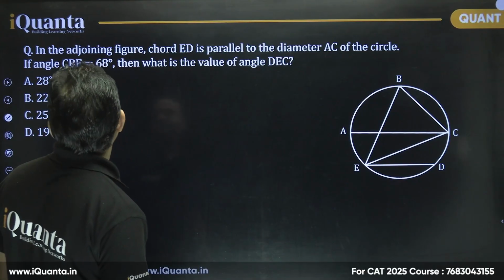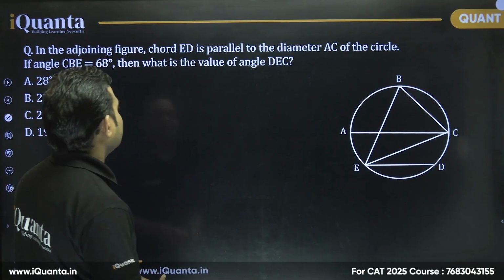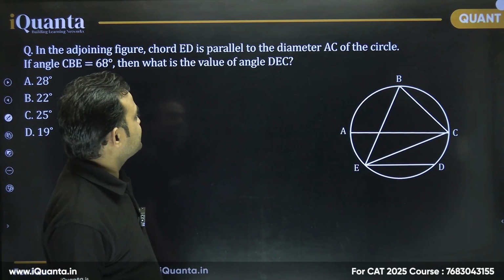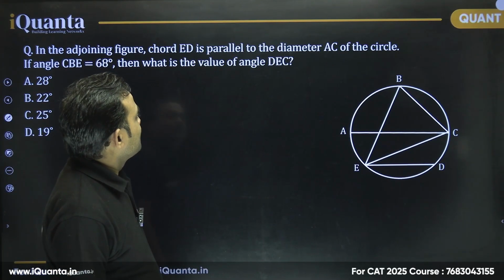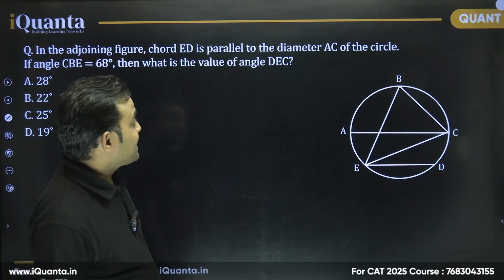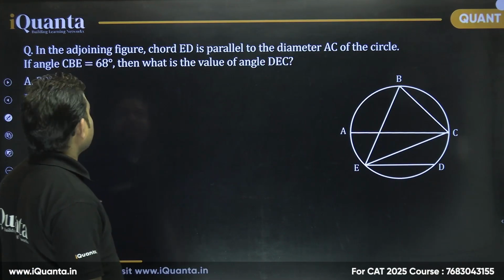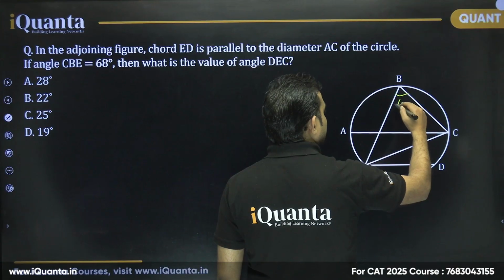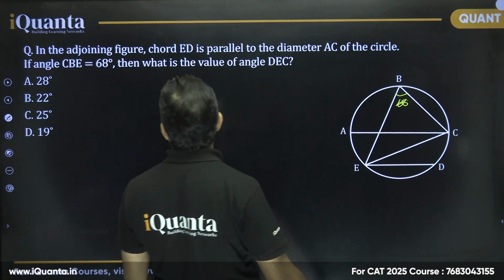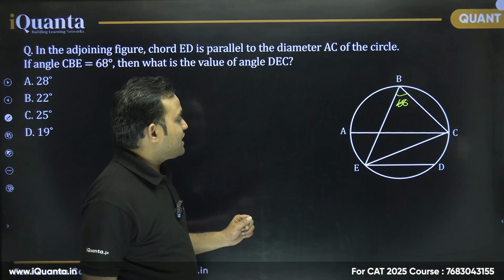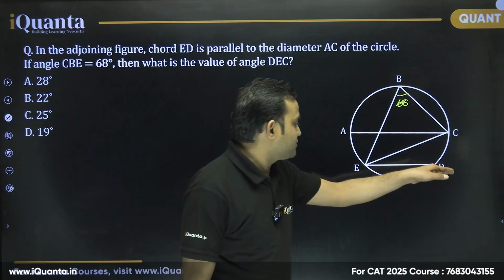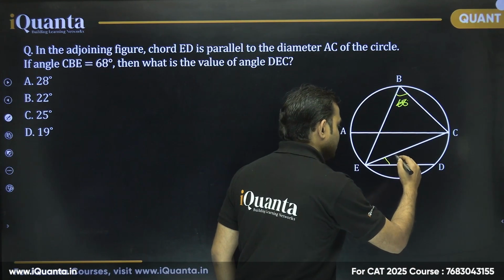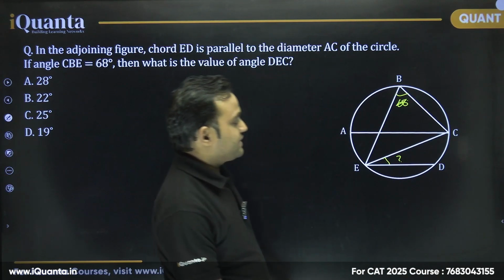Next question, it says in the adjoining figure, chord ED is parallel to AC, and AC is also the diameter, right? If angle CBE is 68 degrees, then what is the value of the angle DEC? We need to find the value of the angle DEC. So how do we find it?